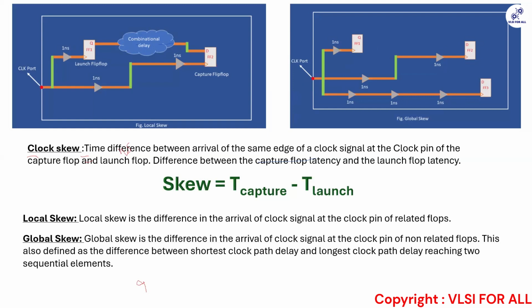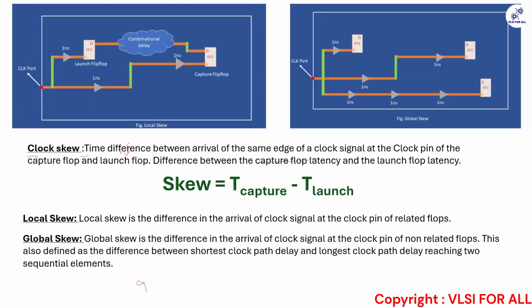Flip-flop 3. Correct? And how much delay is it accounting for? 3 ns. And which is the flop taking the shortest delay? Flip-flop 1. So how much delay is it accounting for? 1 ns. So the global skew is 2 ns. Correct.